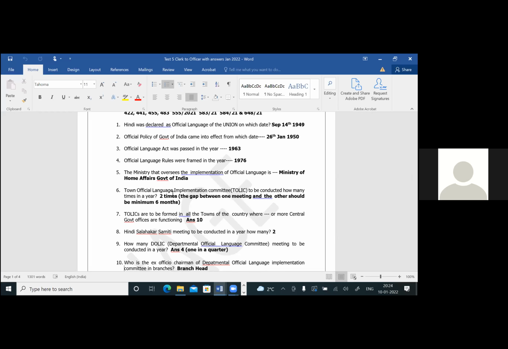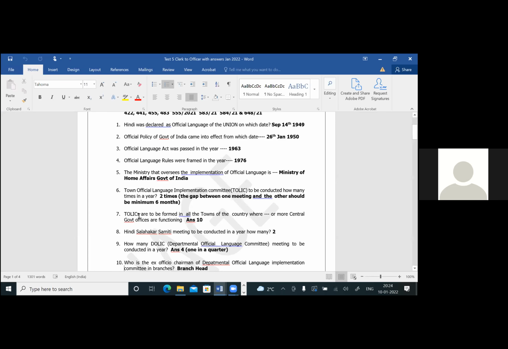Okay. So what is the town official language? TOLIC. You heard of the TOLIC, isn't it? You know, 2 meetings to be conducted, and then the gap between one meeting and the other should be minimum 6 months. If you conduct in April, the next meeting you should conduct in September. Before that, you should not conduct. So the gap between two meetings of TOLIC should be minimum 6 months. Then 2 meetings in a year, minimum you should conduct.